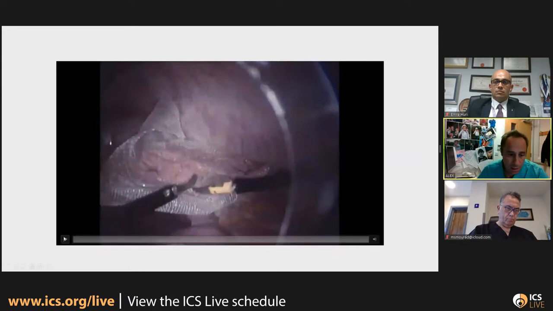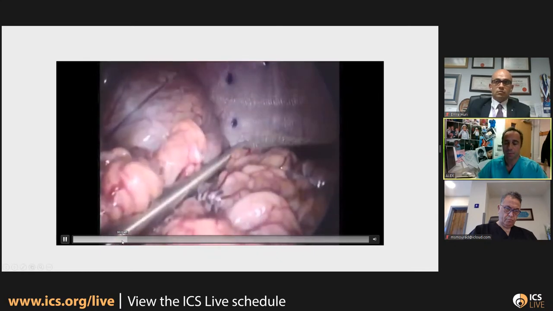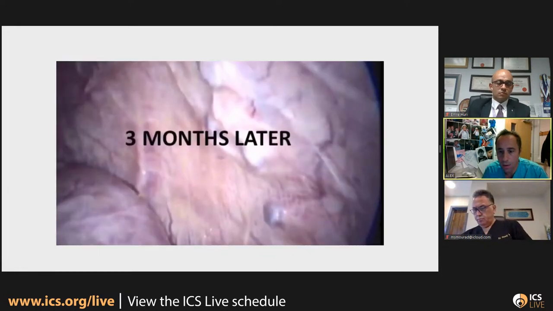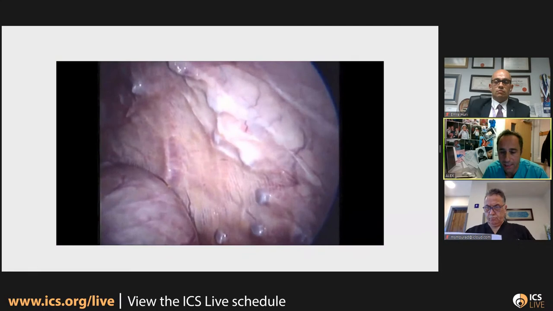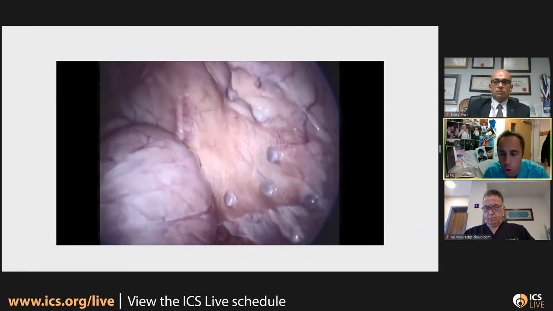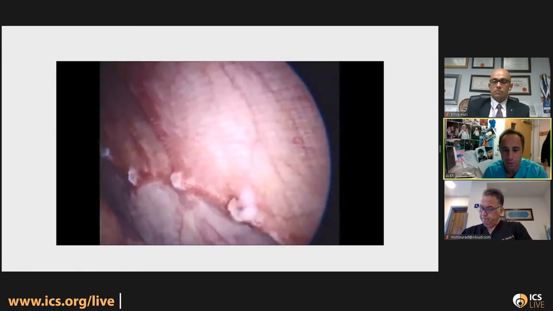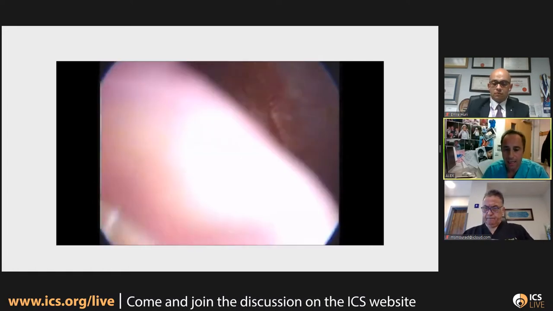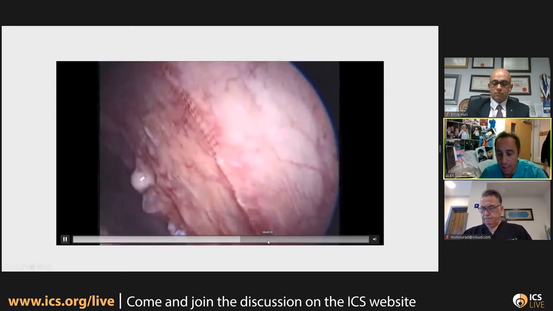Now, this is a video that has been performed on an animal. It's an animal study where, as you can see, the mesh has been implanted inside the abdominal cavity. This is 3 months later. We perform another laparoscopy. As you can see, the mesh is completely covered by peritoneum. So you don't need to put the mesh underneath the peritoneum because this mesh will cover itself. This is obviously an animal study, and then let's move on to a human study.